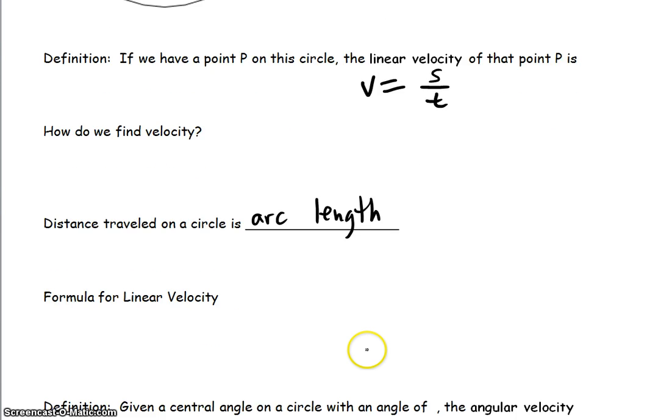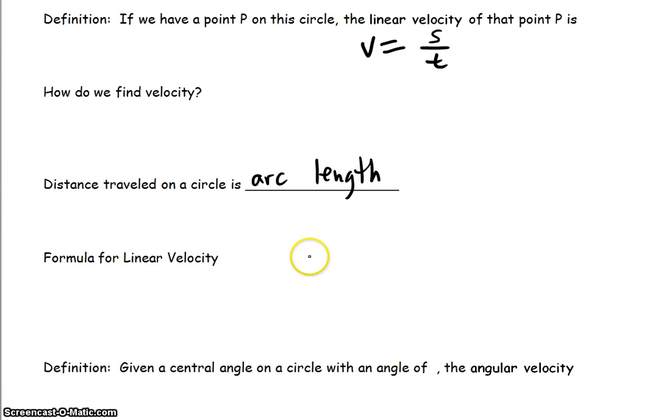The arc length is the total distance the point travels from start to finish. So to find linear velocity, which we're going to call v, it's going to be that arc length over time, or r times theta over time.